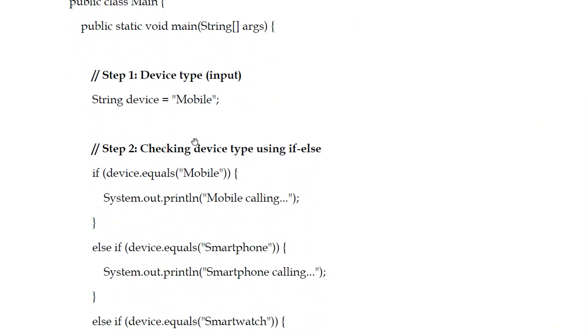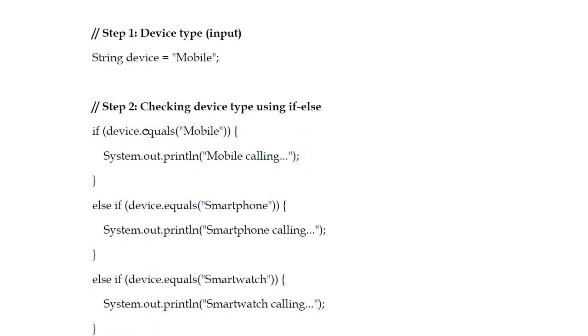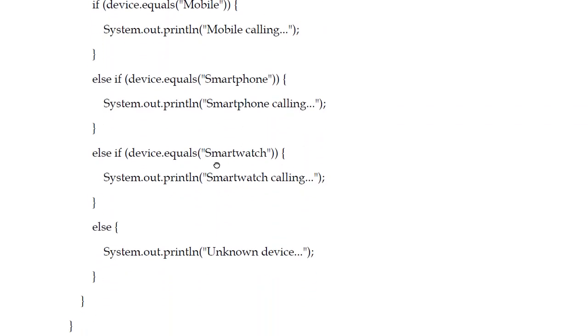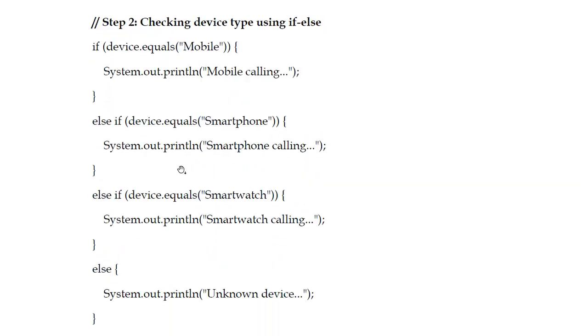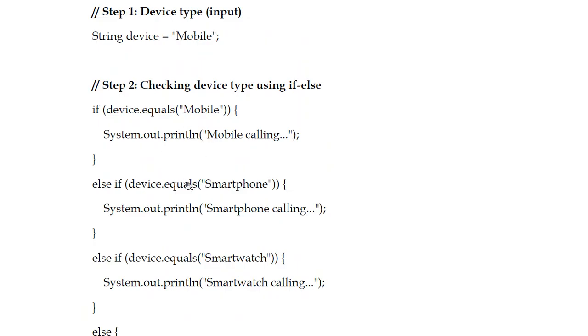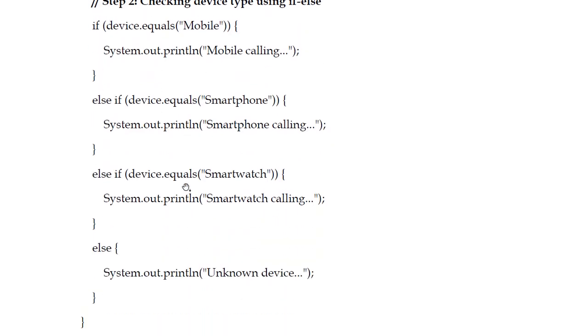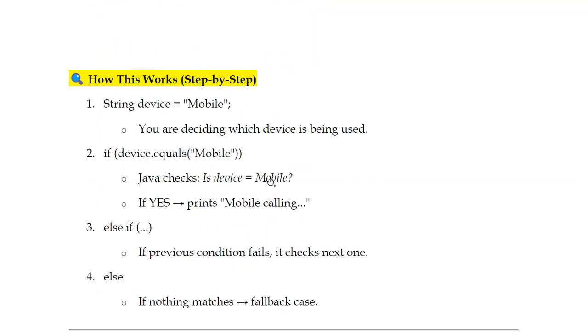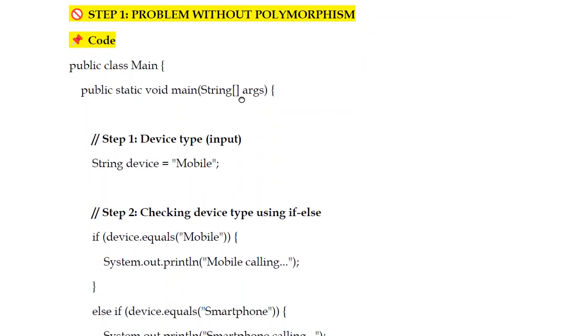In this main class, you have the main function. The device type is mobile. Next, using the if-else concept, we check the device type. If the device equals mobile, it gives the message mobile calling. If it is smartphone, it gives smartphone calling. If it is smartwatch, it gives smartwatch calling. Apart from this, if the device name is different, it gives the output unknown device. Simple normal program. So what's the problem with that?